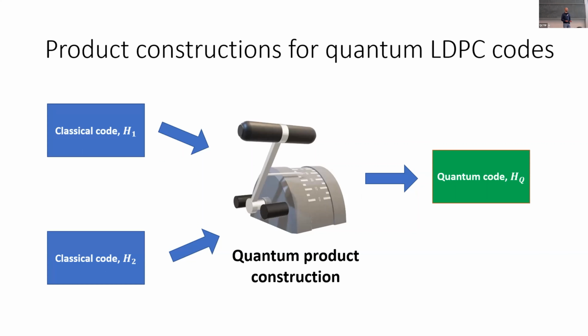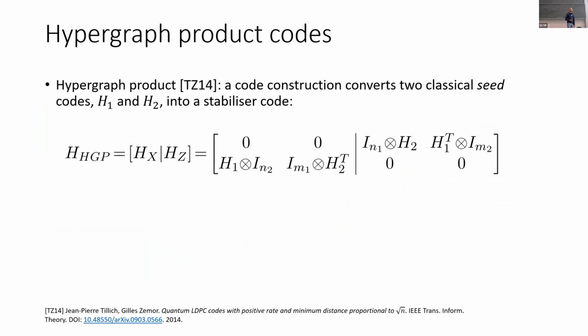So what we instead have to do is use a so-called product construction. And the essential idea behind this is that it's a recipe that takes two classical codes defined by parity check matrices H1 and H2 and combines them in a special way to create a quantum code with commuting stabilizers, commuting X and Z stabilizers.